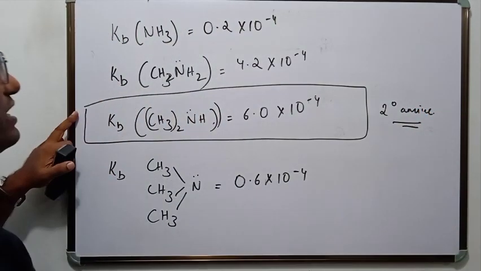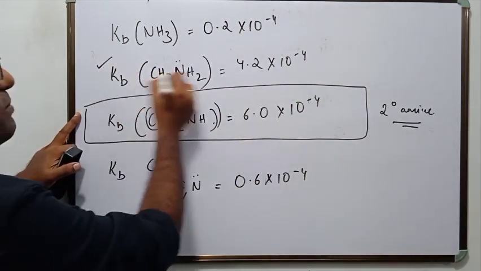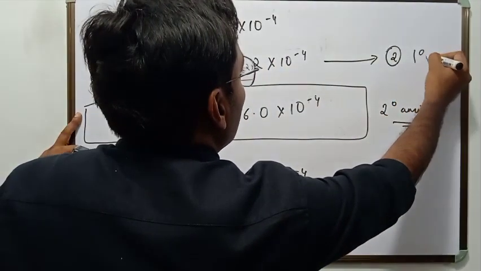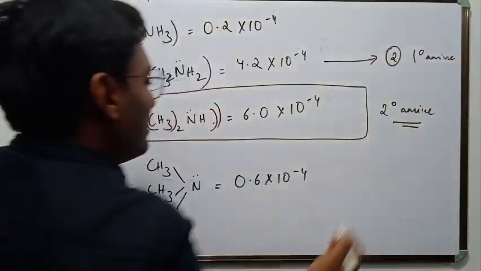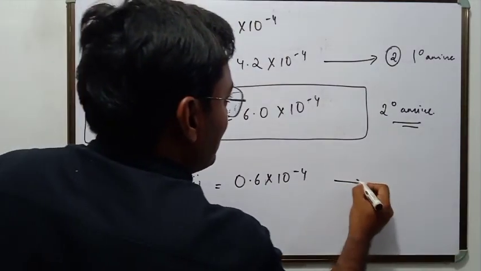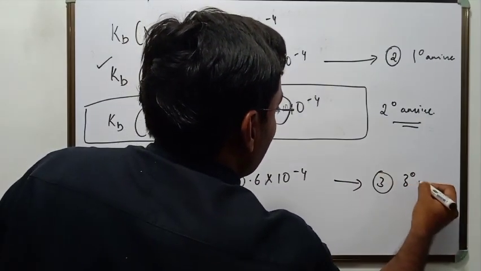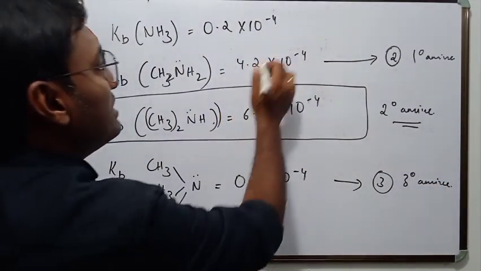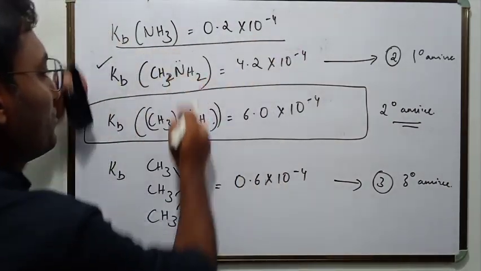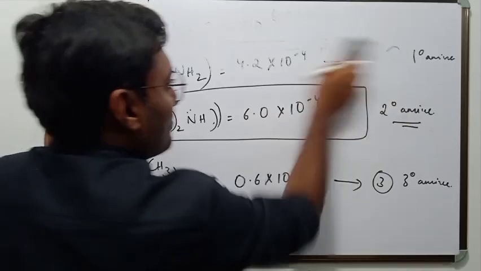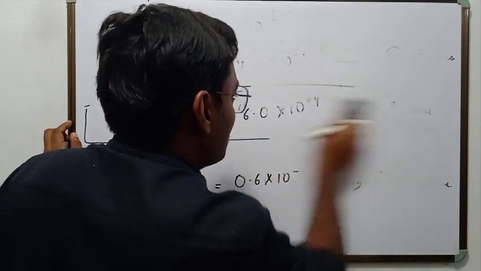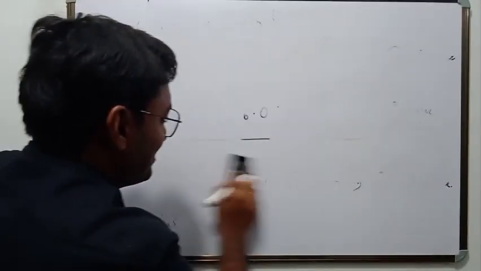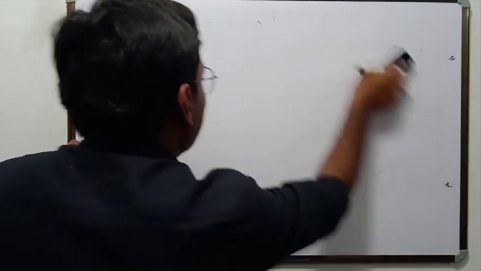This is followed by methylamine. So number 2 is methylamine, the primary amine. Who will get the number 3 position? Yes, the tertiary amine is number 3 in basicity. And lastly, the least basic of all is ammonia. So let me write it order wise, what we have discussed. Which is the most basic?